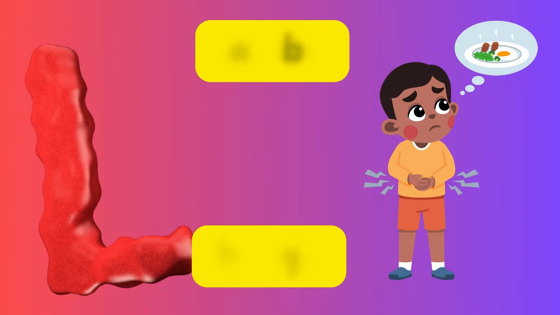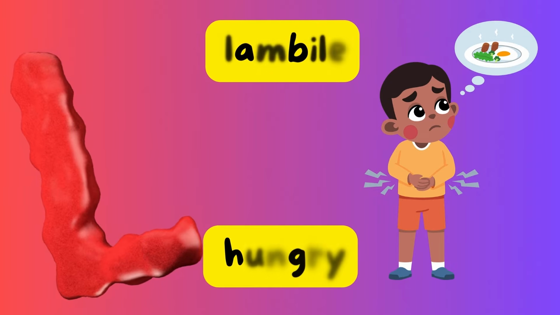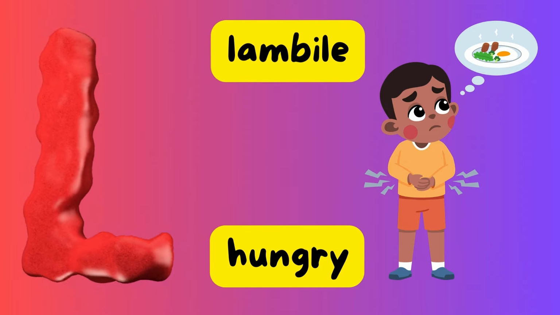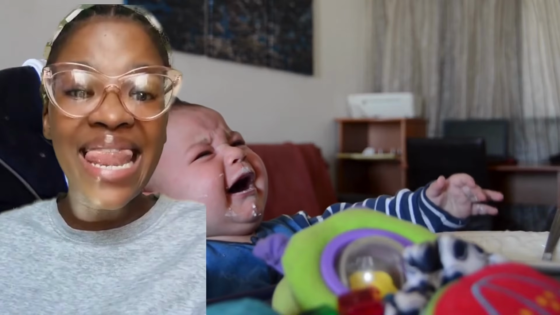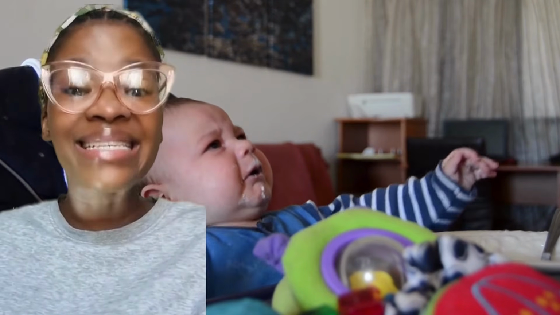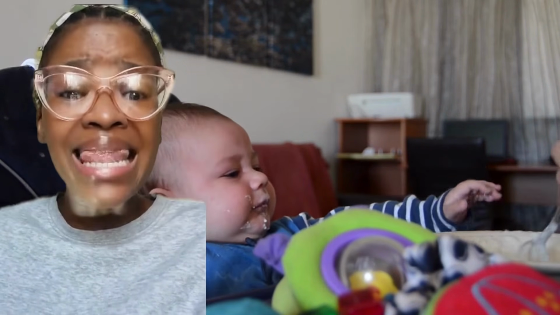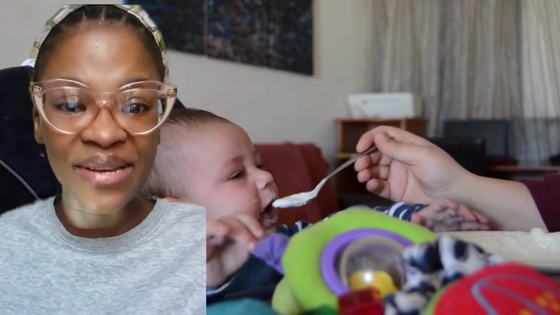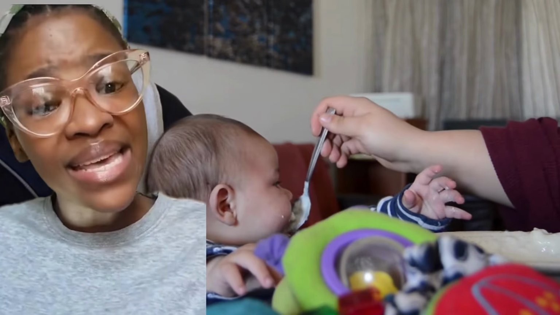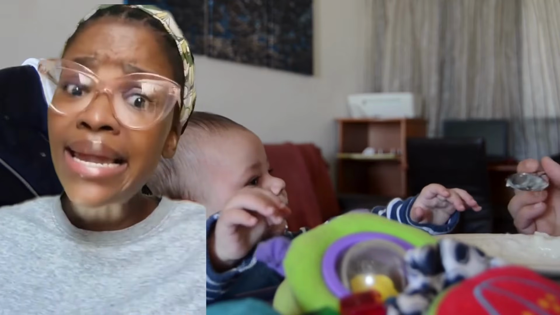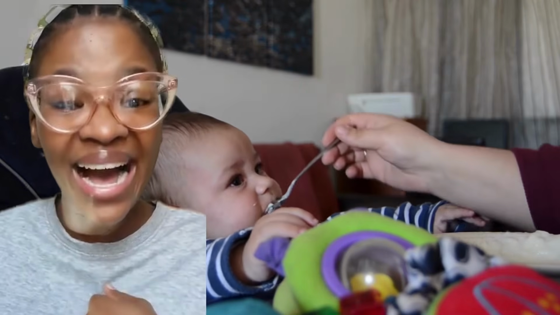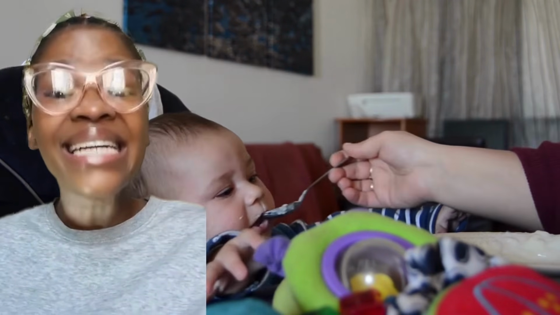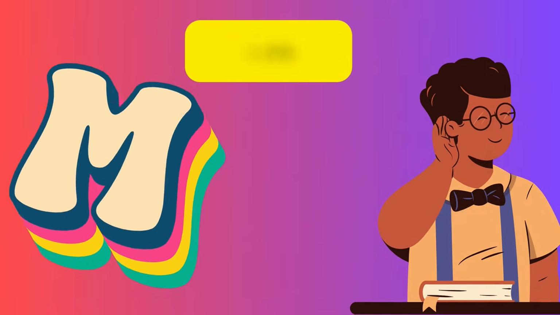Ubaba uyakhala. L is for Lambile. Lambile is hungry. Ndi lambile. I am hungry. I am hungry is ndi lambile.